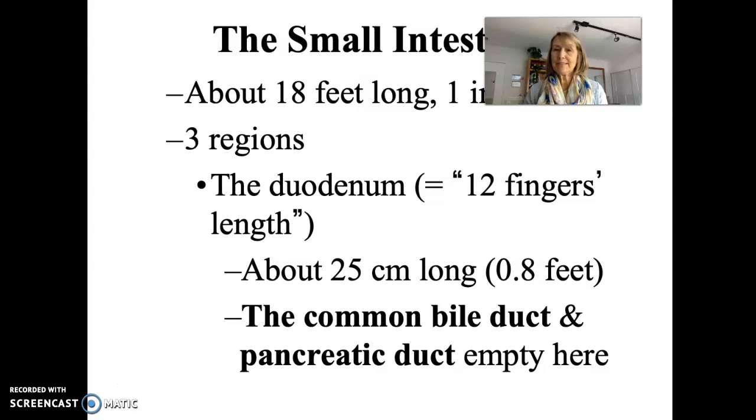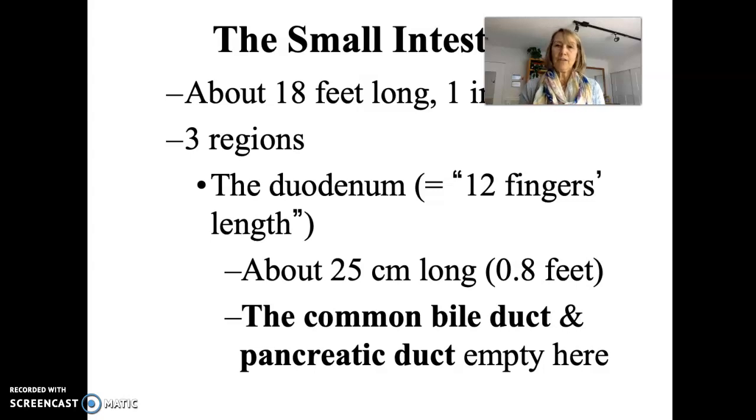Moving on to the small intestine. This one is about 18 feet long, about an inch wide. And the first region is the duodenum, which means 12 fingers. Duodenum means 12. 12 like this. So this would be 10, and then 2 more. That would be 12. So 12 fingers length. It's about 25 centimeters. And this is the very beginning portion of the small intestine. It's not very long. It's a small piece.